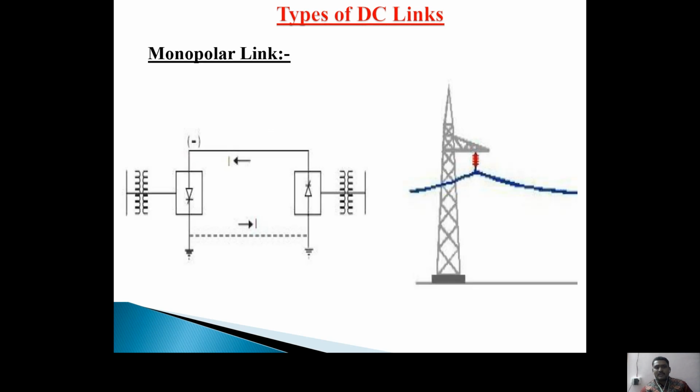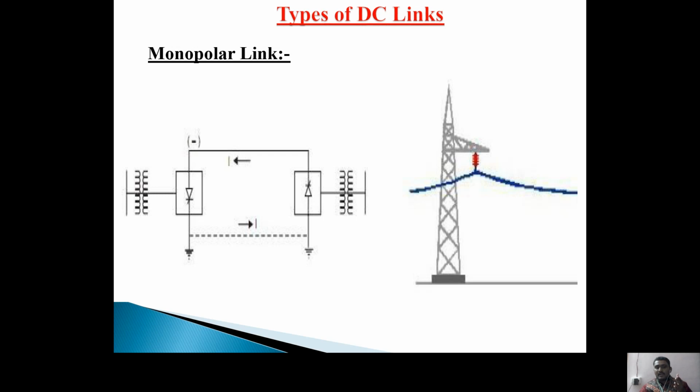Coming to the monopolar link, this is the diagrammatic representation of the monopolar link. In this one we are using only one conductor. On the left side we are showing the circuit diagram for the monopolar link, and on the right side we are taking an example of it. Here we are using one transmission tower, and for the transmission tower we are taking one conductor.